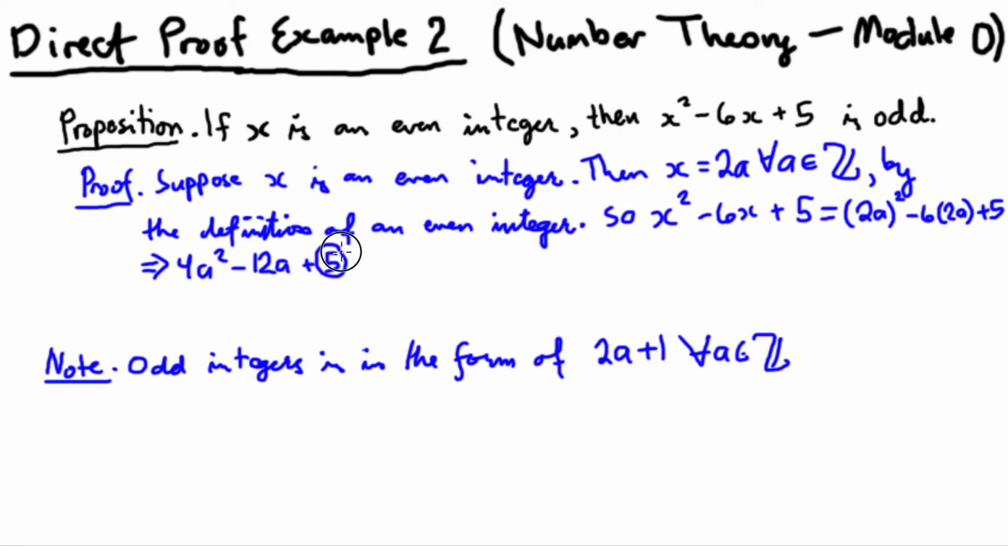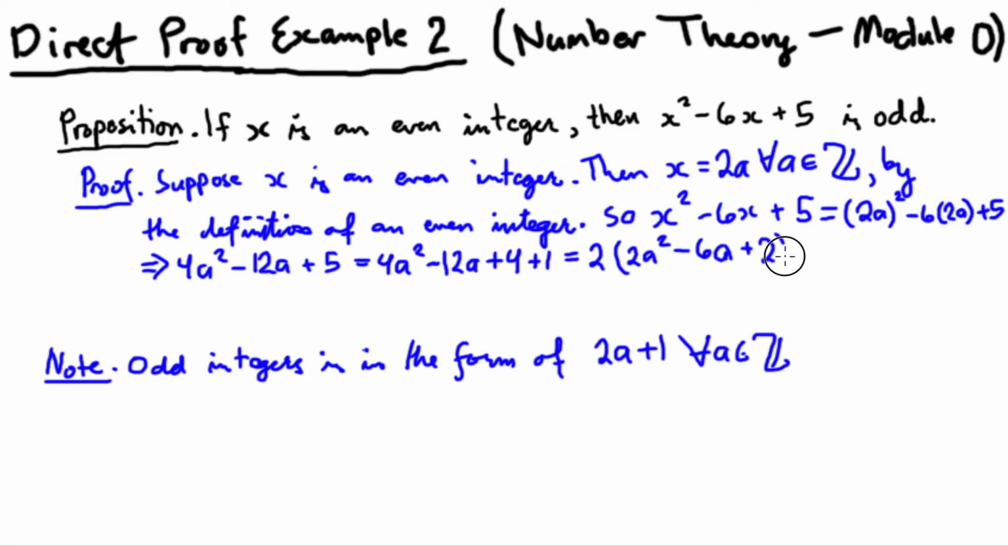Since we have 5, we get 1 out of that, which gives us 4a squared minus 12a plus 4 plus 1. Since 4 plus 1 is 5, we're just getting the 1 out of it to secure a plus 1 as another term. Then we try to get the 2 from the other terms. What we have is 2 times the quantity 2a squared minus 6a plus 2, plus 1. We get the 2 out of the 12.